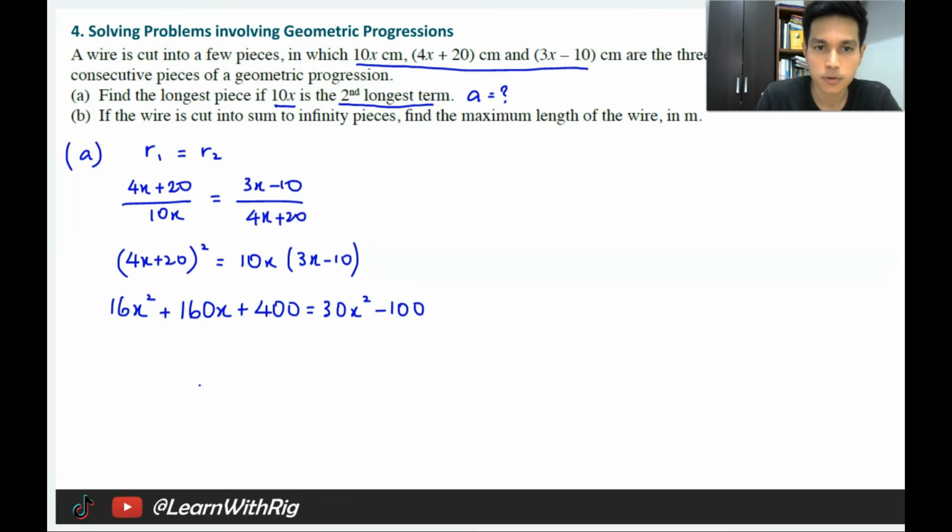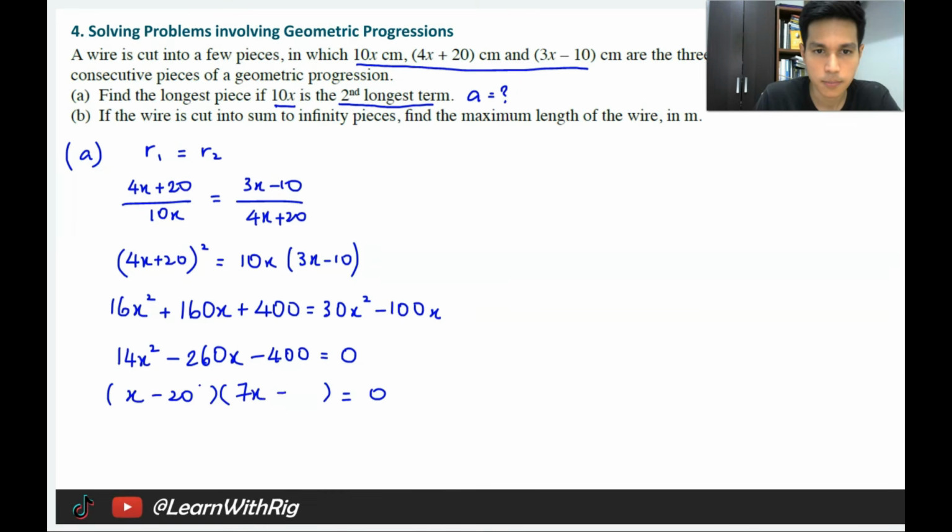Okay, so I'm going to put them all together. I'm shifting everything to the right. So I should get 30 minus 16 is 14x squared. Here should have an x, negative 100x, so here should be negative 260x minus 400 equals 0. Okay, so you can straight away factorize this. You should get 2 brackets. So you should get x minus 20 and 7x plus 10. Okay, you just type into your calculator, you should get the answer.